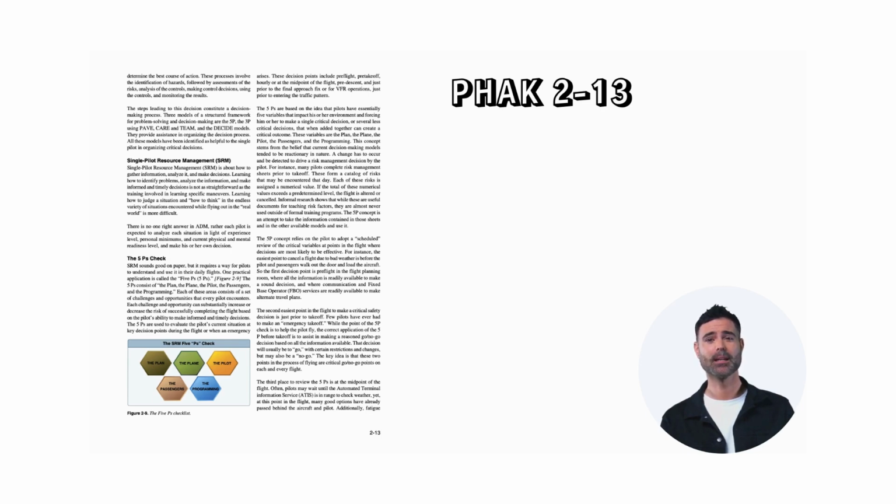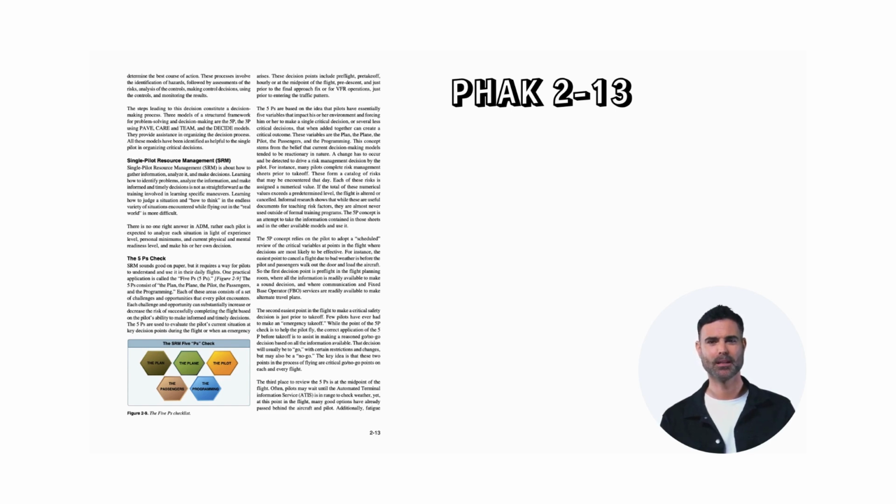The 5 P's check. SRM sounds good on paper, but it requires a way for pilots to understand and use it in their daily flights. One practical application is called the 5 P's. The 5 P's consist of the plan, the plane, the pilot, the passengers, and the programming. Each of these areas consists of a set of challenges and opportunities that every pilot encounters. Each challenge and opportunity can substantially increase or decrease the risk of successfully completing the flight based on the pilot's ability to make informed and timely decisions.